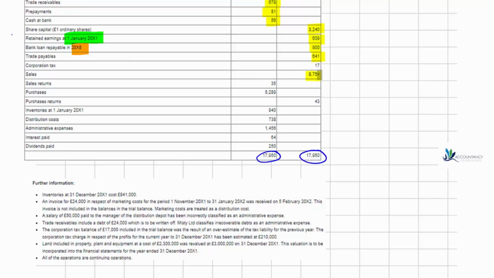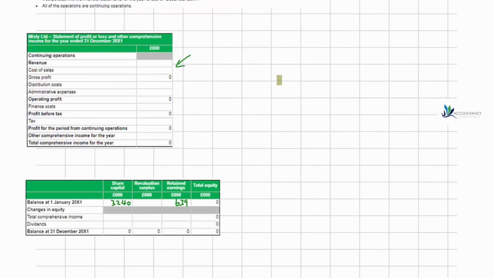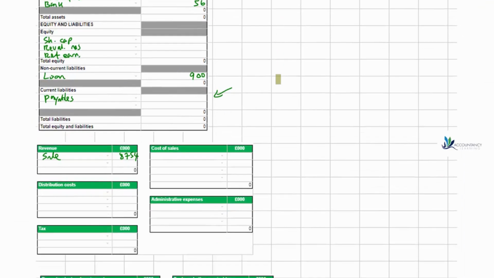And then we've got some sales returns as well, so we need to deduct that from our sales. So that's 35. Let's put that into our working. So we've got our returns, and that's 35.